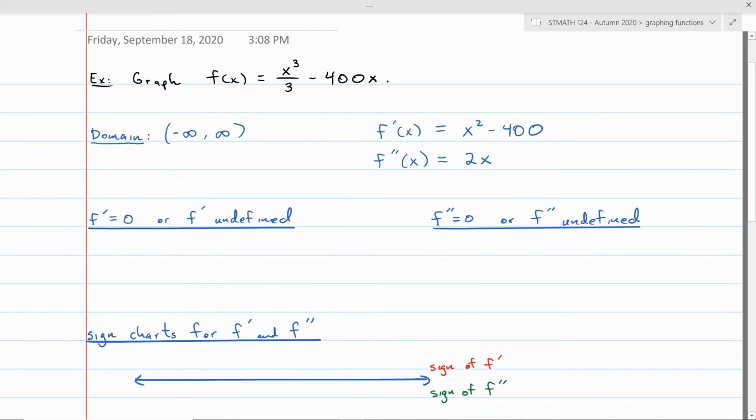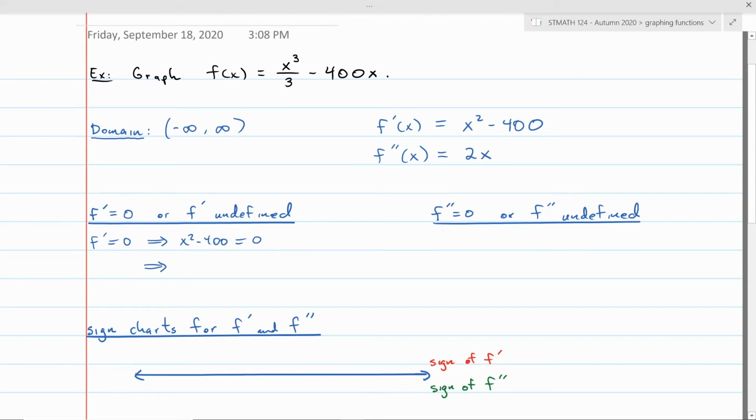Okay, so now on the left over here, let's figure out the places where f prime is equal to 0 or undefined. Well, f prime would be equal to 0 when x squared minus 400 is equal to 0, which would happen if you add 400 to both sides, take the square root, you're going to get x is plus or minus 20 here. And also, the first derivative is never undefined, being a polynomial. Okay, second derivative equal to 0 or undefined. Well, the second derivative is never undefined, so it's just going to be where is the second derivative equal to 0, and that's pretty easy to see. That's when 2x is equal to 0, and solving that for x, you get x equals 0.